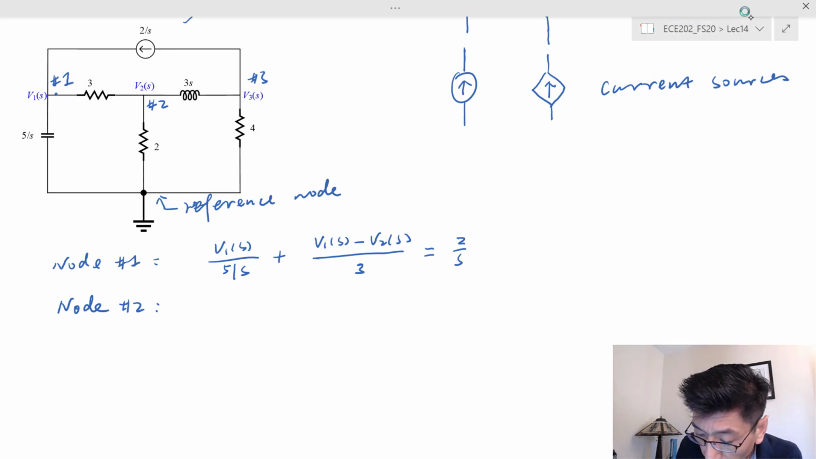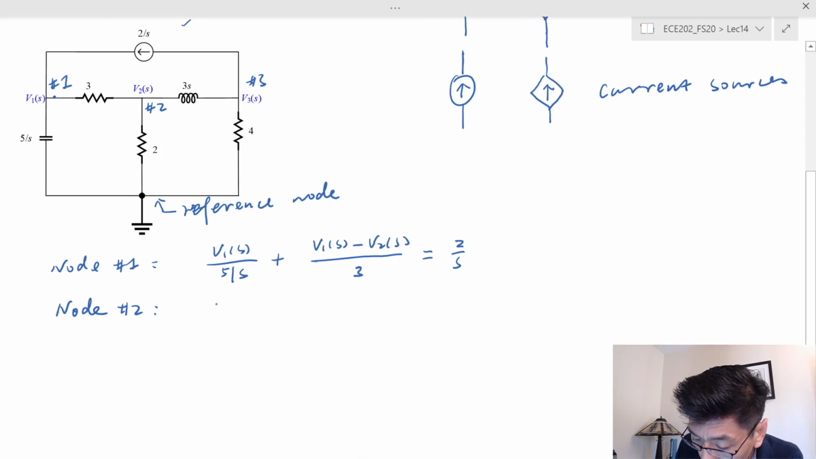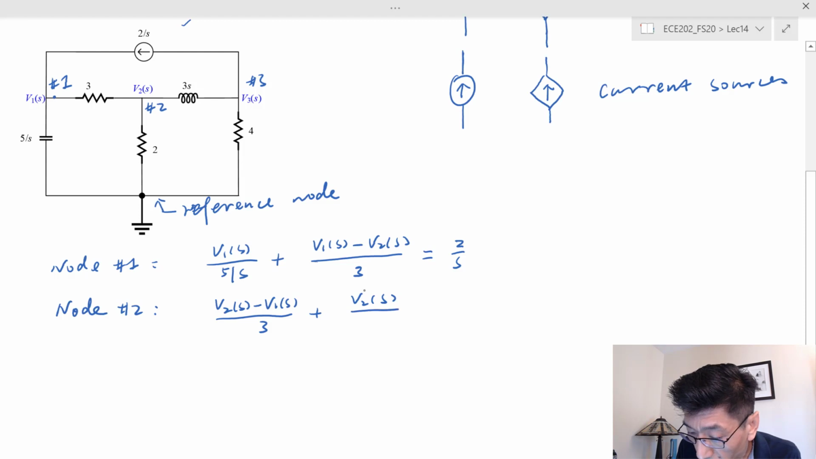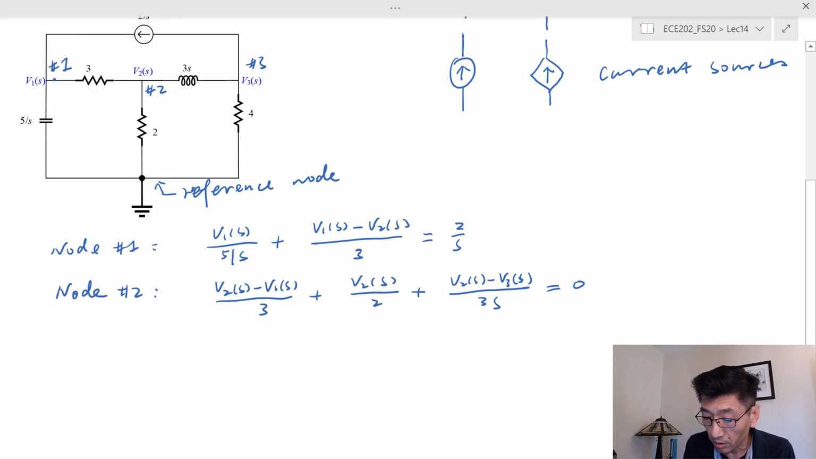At node number 2, I have the current leaving from the 3 ohm resistance, that's (V2S minus V1S) divided by 3, plus V2S divided by 2, plus (V2 minus V3) divided by 3S. This is all the current. That's equal to the current entering that node from the source. There's no current source there.